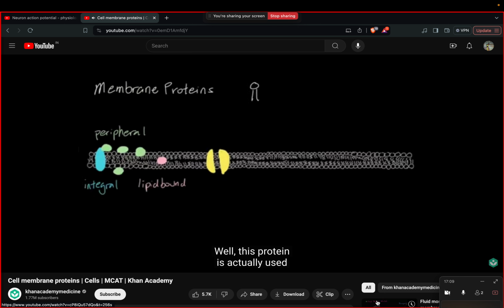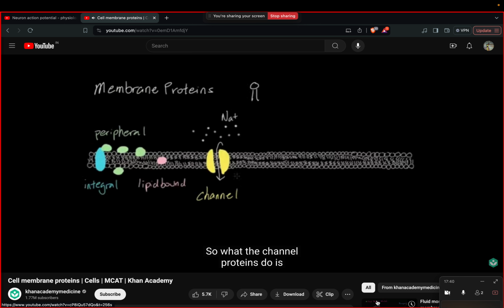Well, this protein is actually used to allow things to pass through the cell. We call this a channel protein. And like the name kind of implies, there's a channel or hole inside the protein that lets things pass through. So for example, if there is some sort of ion, let's say this is an Na+ ion, a sodium ion, this is outside the cell. And the cell at this point really needs these sodium ions to perform a really important process.